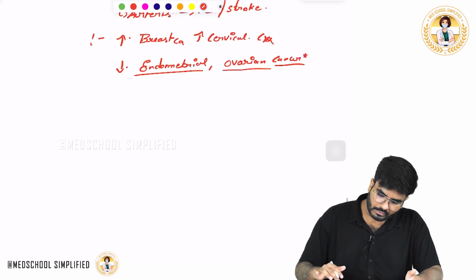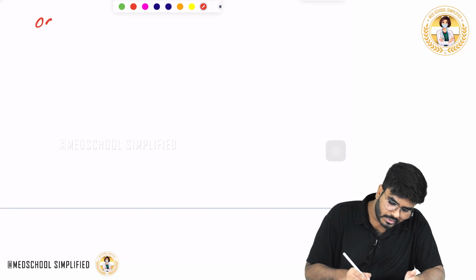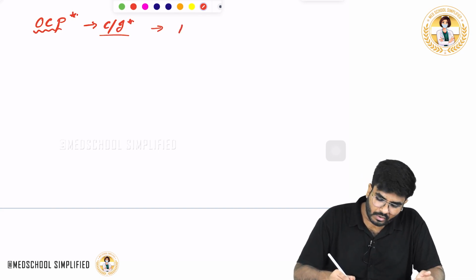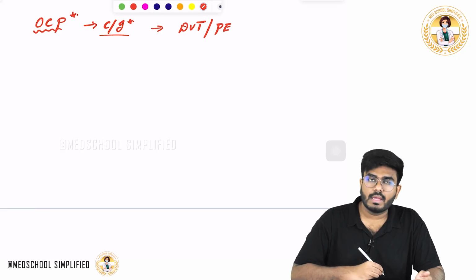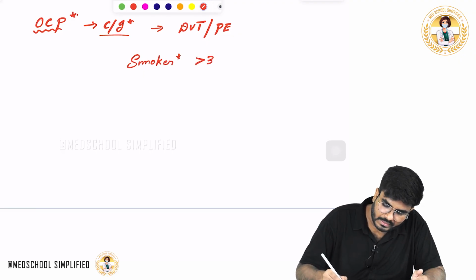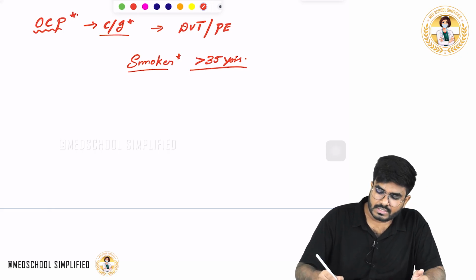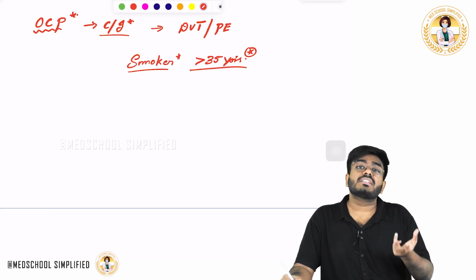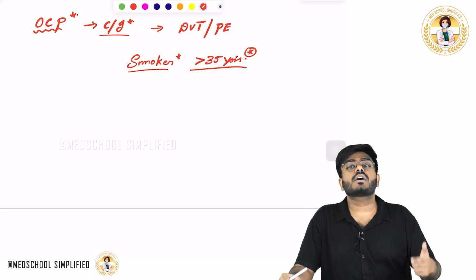Next, what else I want you to know is which females are not supposed to take the oral contraceptive pills. Oral contraceptive pills are absolutely contraindicated in which females? Those females who have a previous history of deep venous thrombosis or pulmonary embolism, or a female who is a smoker more than 35 years of age. If a female more than 35 years of age who smokes takes oral contraceptive pills, there is a higher chance of thrombosis.